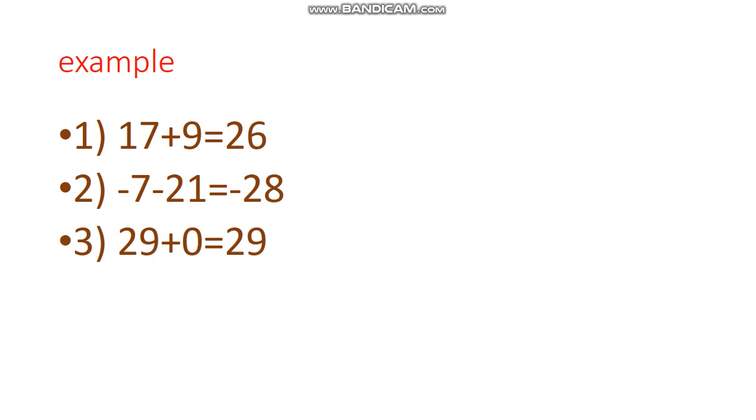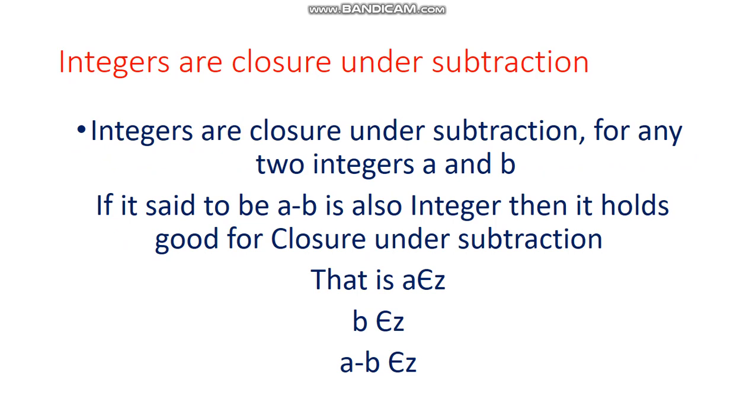Then what is the case of subtraction? Are integers closed under subtraction? Let's check. The condition is, for any two integers a and b, consider a minus b. When we subtract two integers, the difference of the two integers should also be an integer. Then it concludes that it holds good, that means integers are closed under subtraction.